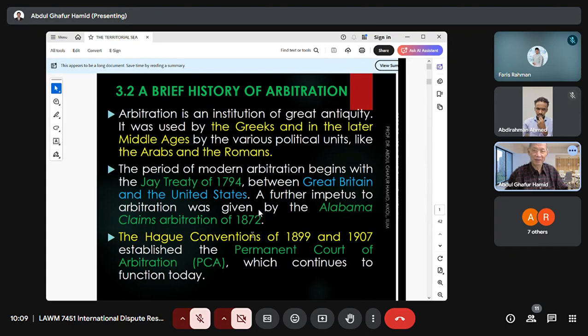Peace Conference, and the second Hague Peace Conference. And they established the Permanent Court of Arbitration, PCA. And this PCA, since 1899 until now, is still functioning.